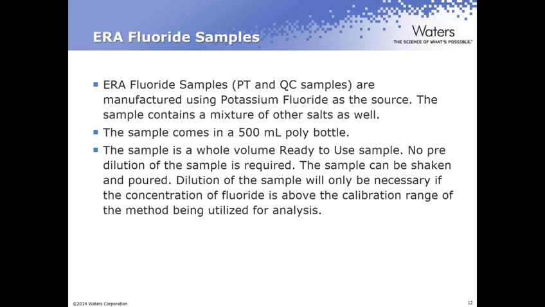The sample comes in a 500 milliliter poly bottle, which is what we call a ready-to-use sample. That means there's no pre-dilution of the sample necessary, so the sample can just be shaken and poured for your analysis. And any dilutions of the sample will only be necessary if the concentration of the fluoride being analyzed is above the calibration range of the method being used for that analysis.